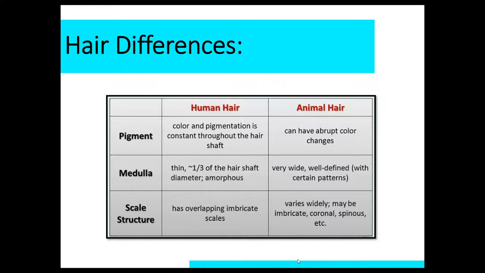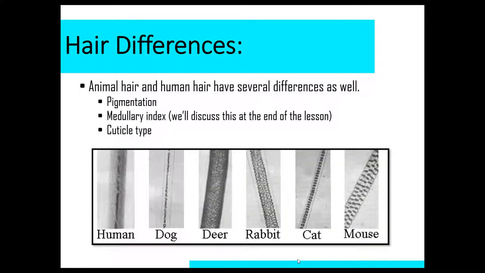Now, scale structure, human hair has overlapping scales, whereas animal hairs can have overlapping scales, but they can also have different, I'll go back and it's easier to look at a visual image. So you can have differences in the structure of your different animal hairs.